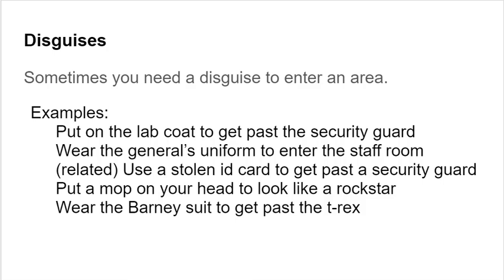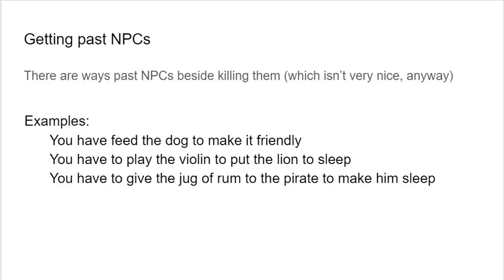So disguises, putting on clothing, is another common puzzle structure. Typically, it's used to get past NPCs. Other things, NPCs, like we had the dog. You had to feed the dog, pet the dog, throw a ball for the dog.